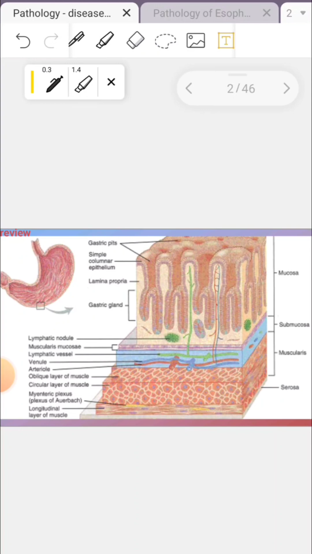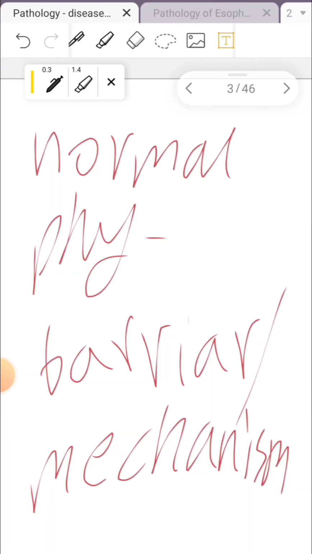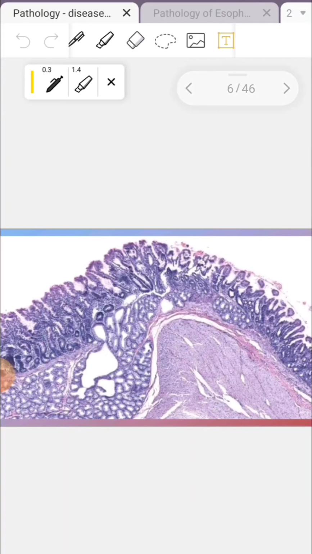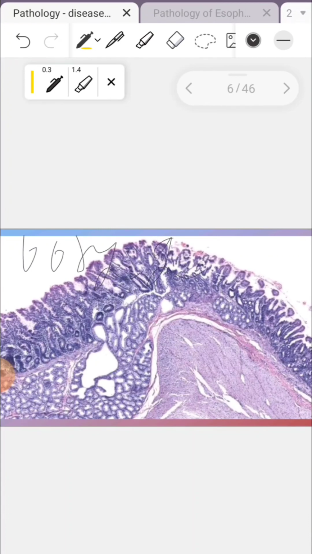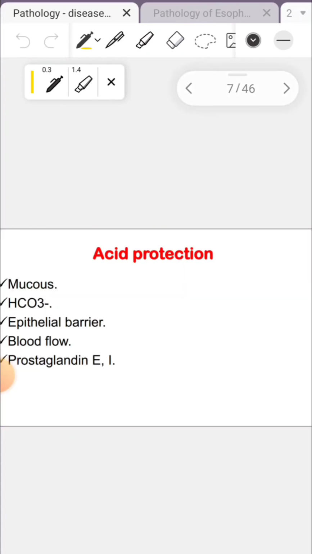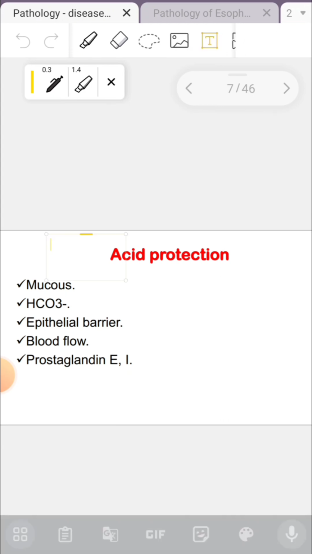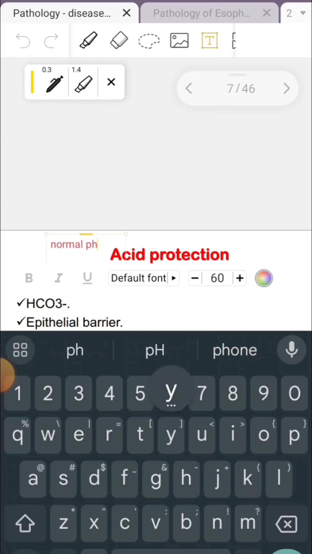Okay guys, here this is squamous, this is part of the gastroesophageal junction. These are the gastric pits, and this is the acid producing mucosa with parietal cells. Where is the thickness greater, that of the parietal cells? In the body and fundus, which we call the acid producing mucosa. This is the mucus and bicarbonate, epithelial barrier, blood flow, prostaglandin. These are all acid protection. Guys, keep in mind this is normal physiology. Any mechanism that decreases or damages the formation of these protective layers will result in ulcer or acute gastritis or chronic gastritis, a disturbance in the normal defense mechanisms. Clear?